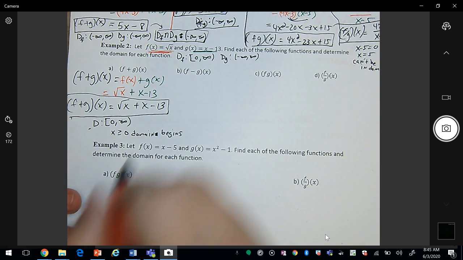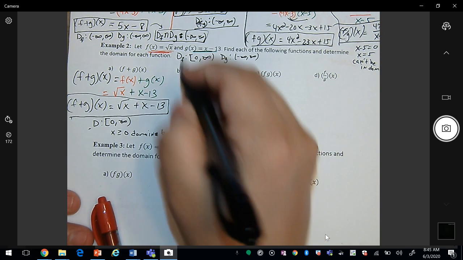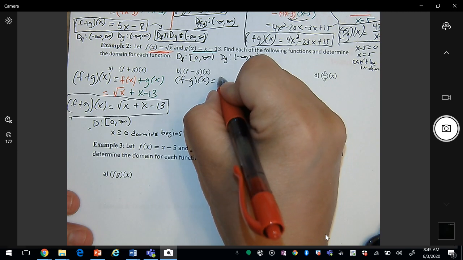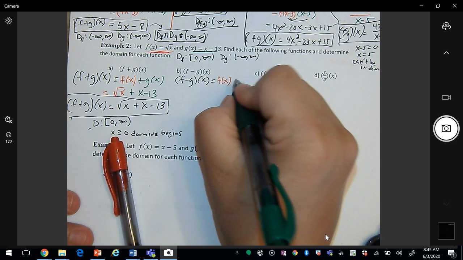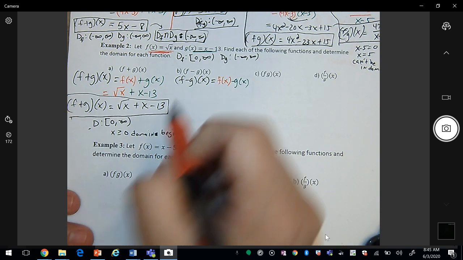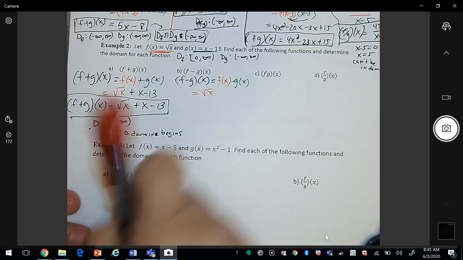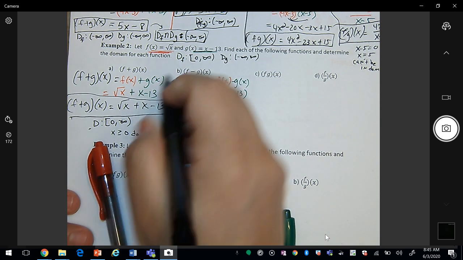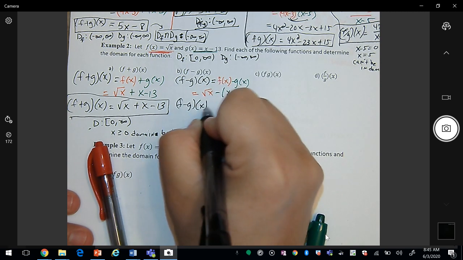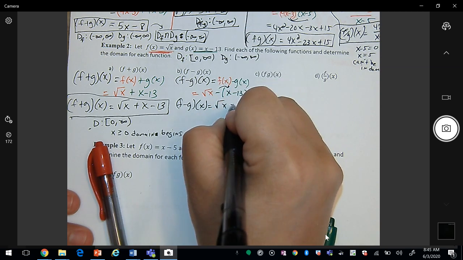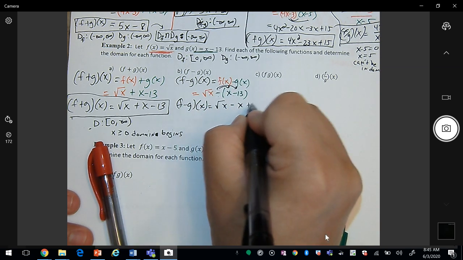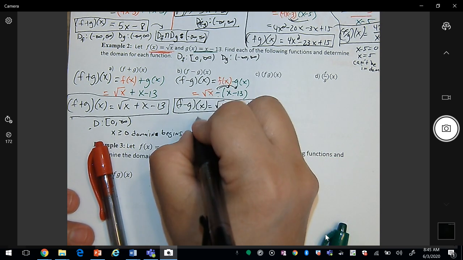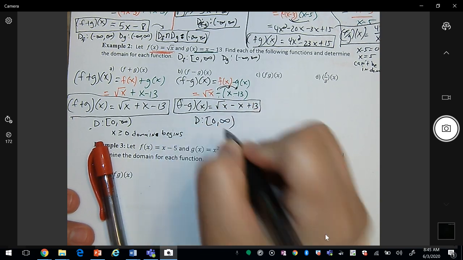Let's try the next one. So we have f minus g of x, and I can rewrite that as f of x minus g of x. So f of x is square root of x minus g of x, which is x minus 13. Simplify. So I get square root of x, distribute the negative, negative negative is positive 13. Again, since I have square root of x, my domain is going to start from 0 to infinity.